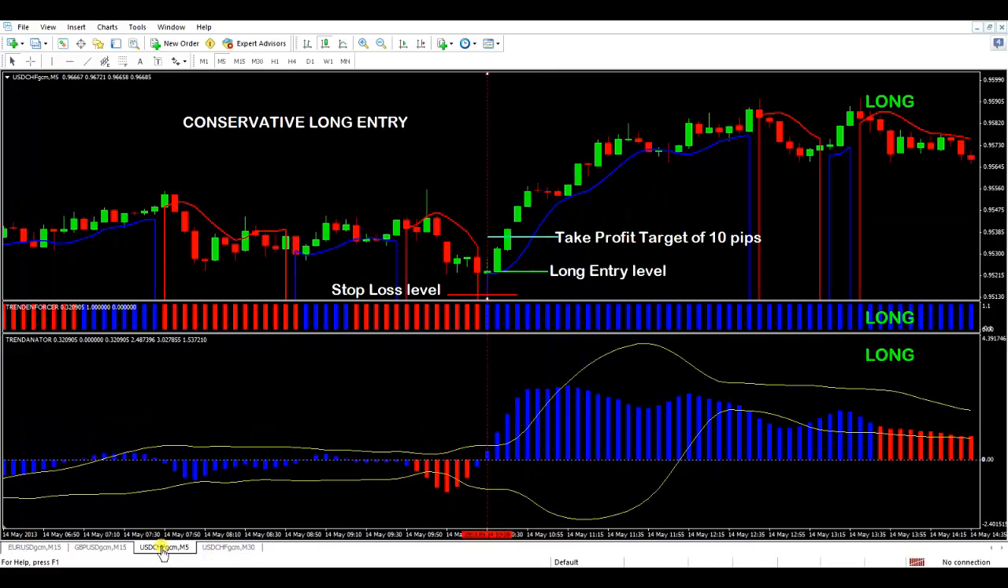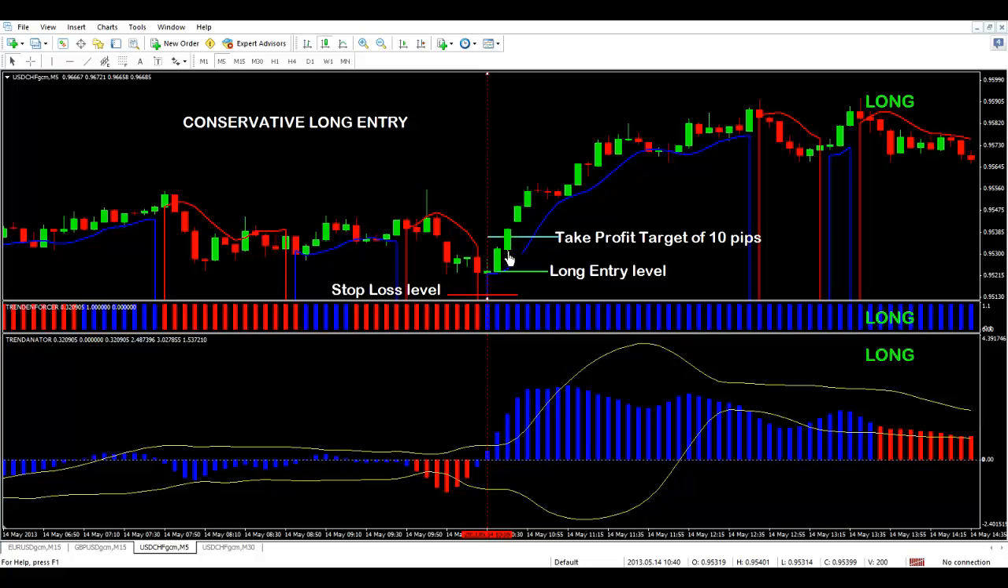Then, on our trading time frame, which is 5 minutes, a buy order is placed at the opening of the next candle after all the above conditions were fulfilled. In this case, at this level here. Stop loss is set 3 to 5 pips below the most recent swing low point, which is somewhere at this red line. Take profit target is set 10 to 20 pips depending on the pair and market volatility.